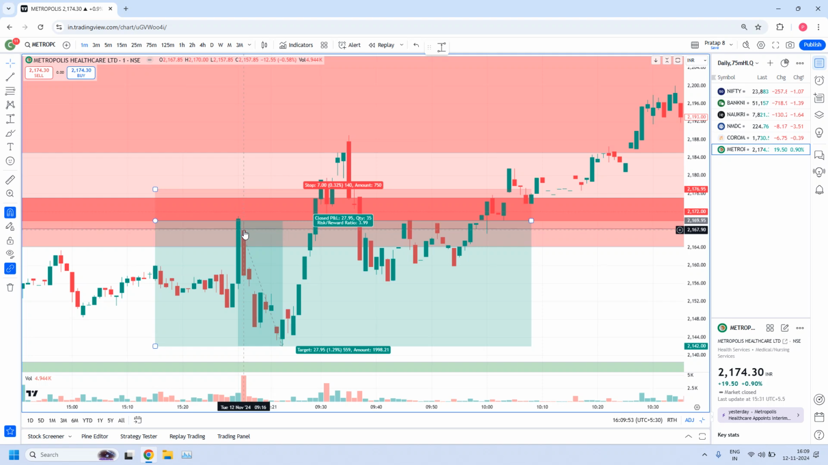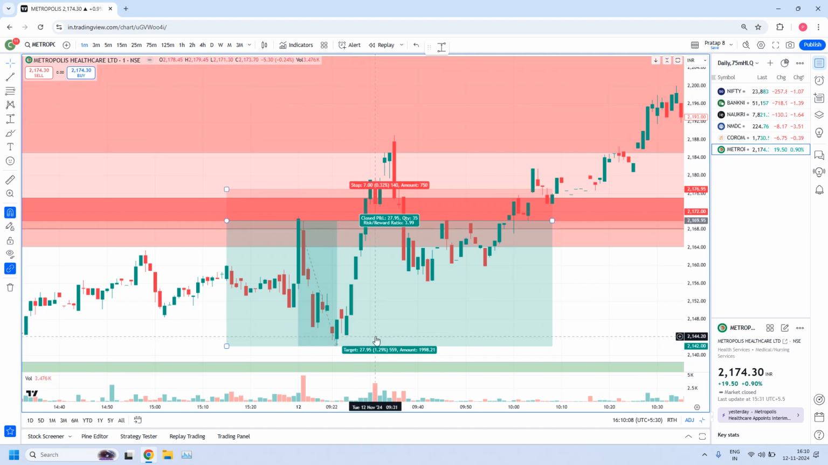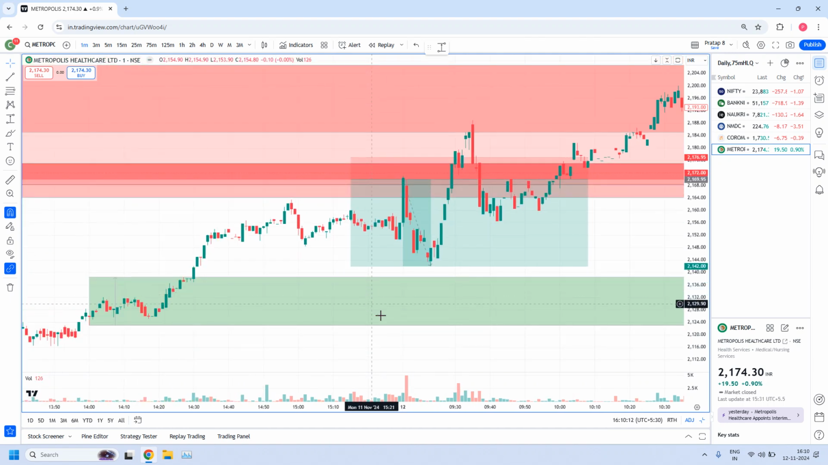Next, again it opened with gap down. The next candle again moved up. Once again it gave another entry and then came down. And it gave you 1:4 RR, 1:3.99. That means 1:4 RR it gave. And remember, 1:3 RR is a successful trade for us.